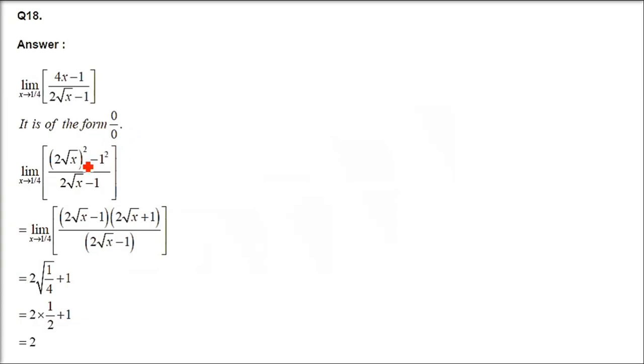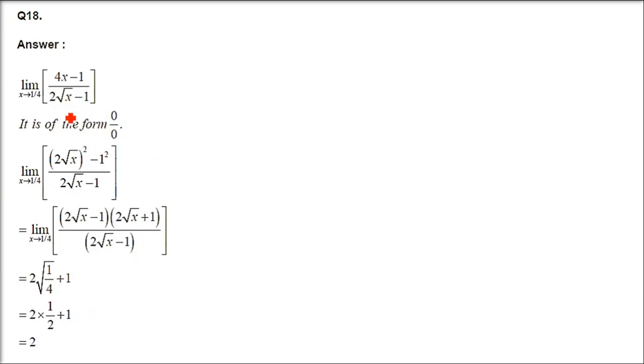Question number 18. Now always check for 0 by 0, always check, because this is an exercise on the factorization method. But in the examination it will not be known which of the 5 methods of algebraic solution you have to use. So for that, first put in x and see whether it is coming 0 or not. Otherwise you can directly apply direct substitution.